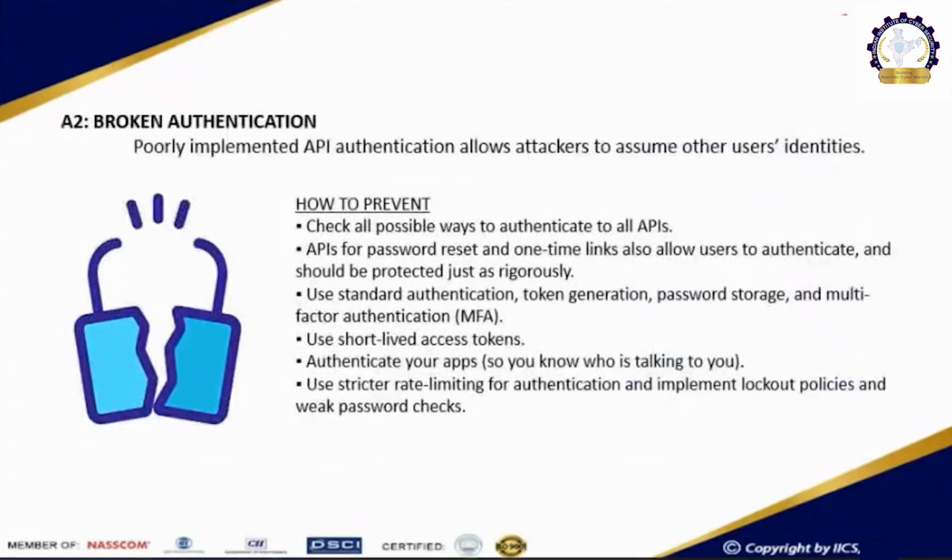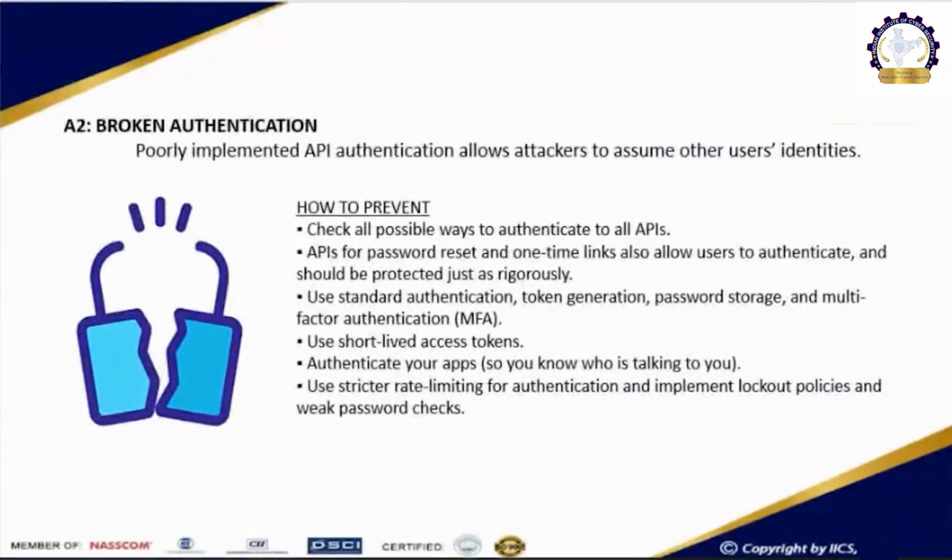Before that, I have some points about how to prevent this. Check all possible ways to authenticate all APIs. APIs for password reset and one-time links also allow users to authenticate and should be protected. You have to use standard authentication processes like token generation, password storage, and multi-factor authentication like MFA or two-factor authentication 2FA. We have to use short-lived access tokens. And we have to authenticate our apps to know who is talking to us and who is trying to access what. We have to use stricter rate limiting, like after some attempts your account should get locked. These are the prevention steps that we can take.